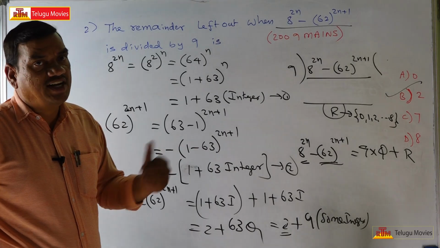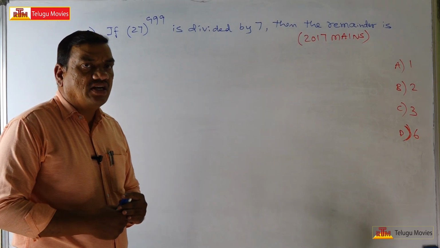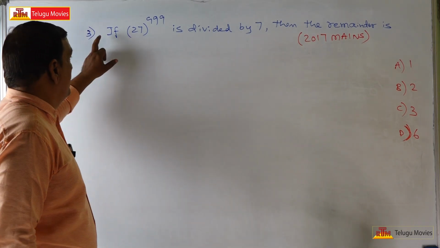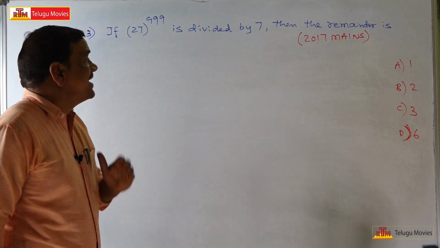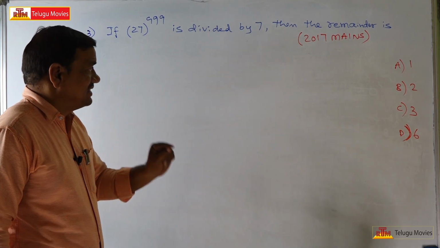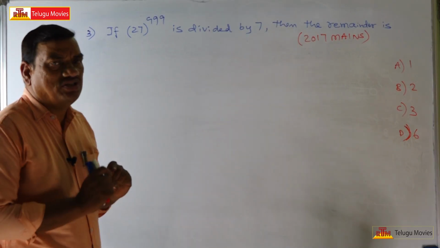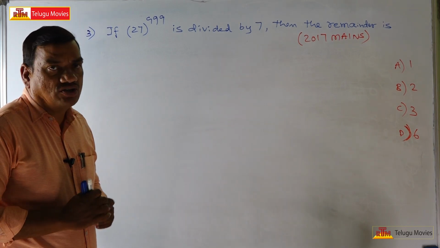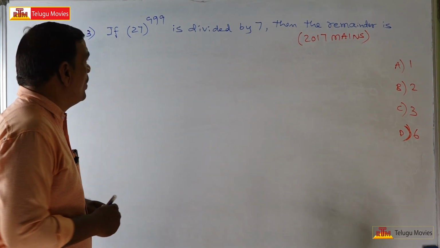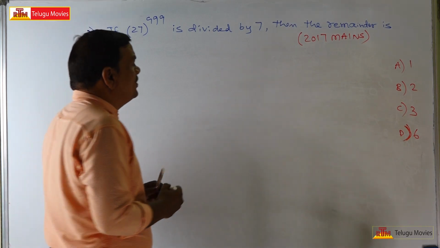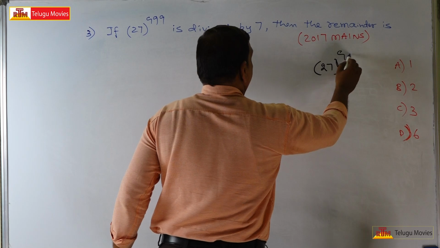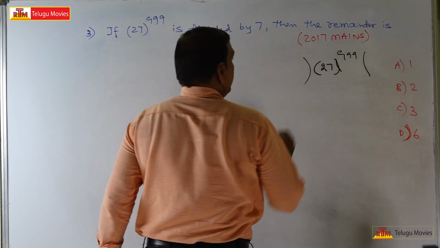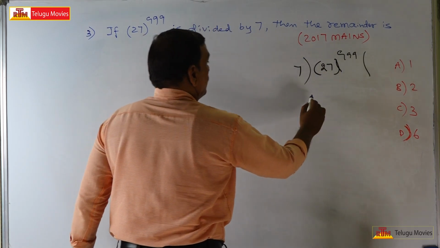So let us go for the next problem. Dear students, welcome to the third problem. If 27 whole to the power of 999 is divided by 7, then the remainder is. The question is very clear. It was asked in 2017.